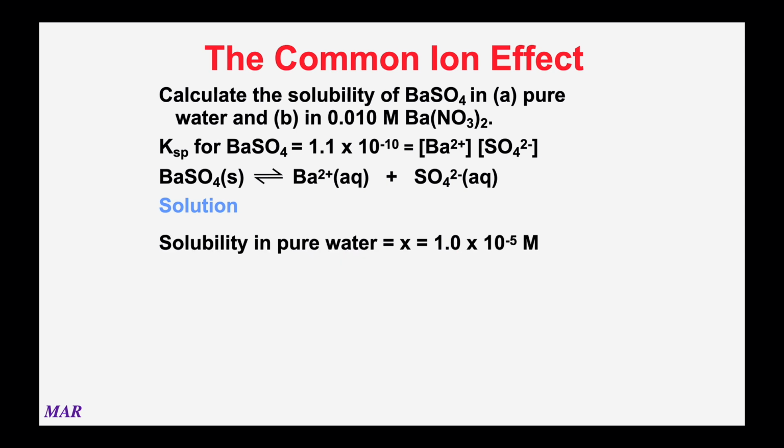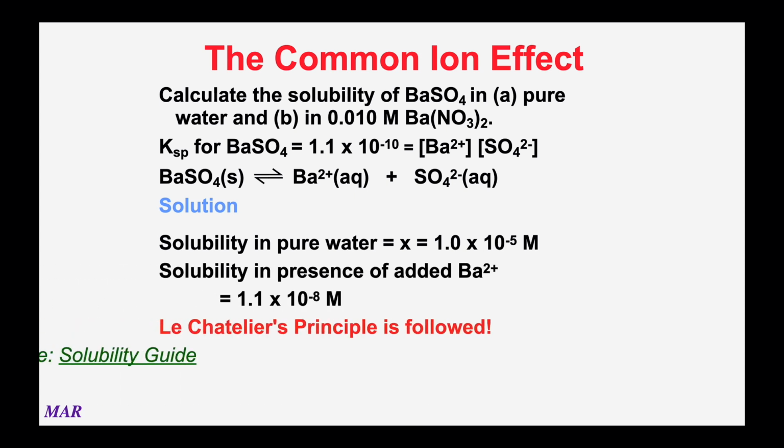So, to summarize, the solubility of barium sulfate in pure water, 1.0 times 10 to the minus 5. In the presence of the barium, though, the solubility went down, 1.1 times 10 to the minus 8th. And again, Le Chatelier's principle came through for us once again. We added barium ions, which was a product. If you add something, it's going to move to the opposite side, move to the reactant side. That means that we should have less barium and sulfate dissolved in the presence of the excess barium. And that's what we're seeing here mathematically. It went from a 10 to the minus 5 molarity solubility down to 10 to the minus 8.